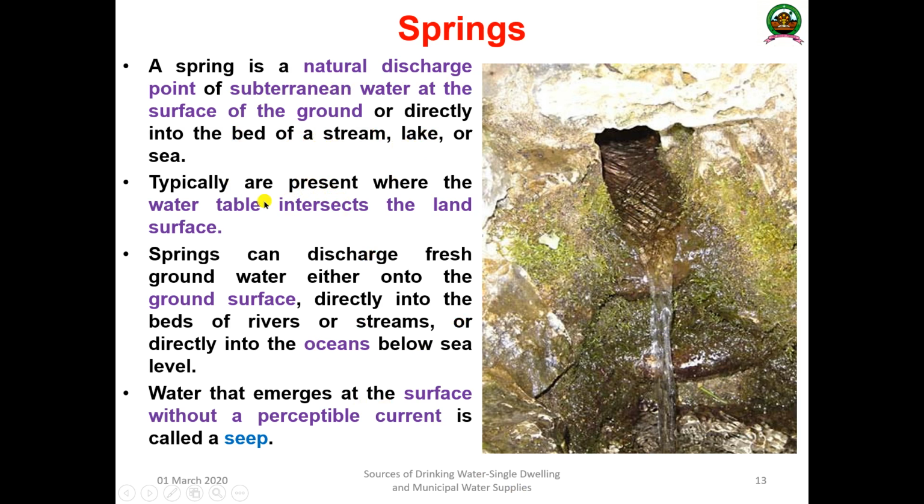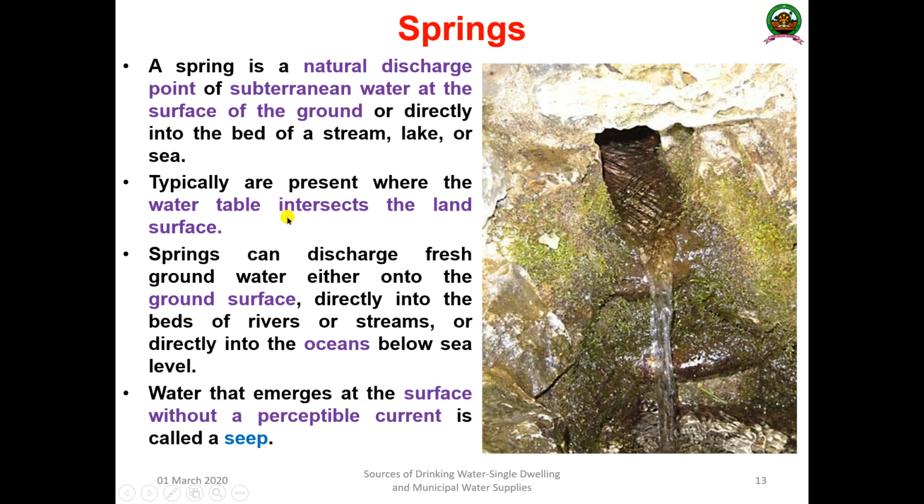Typically, this presents where the water table intersects the land surface. So where the water table intersects the land surface, you will be able to get springs. A spring can discharge fresh groundwater onto the ground surface, directly into the bed of rivers or streams, or directly into the ocean below sea level. The water that emerges at the surface without a perceptible current is known as a seep.